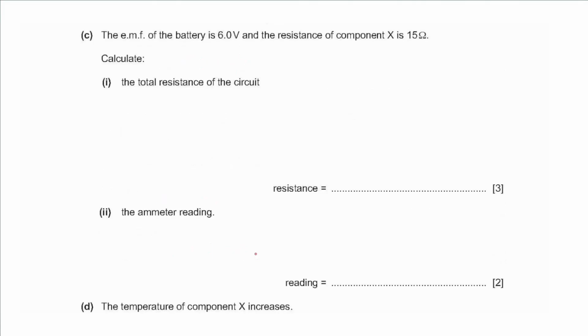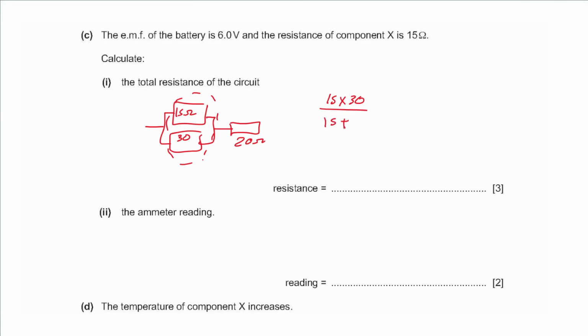Part C says the EMF of the battery is 6.0 volts and the resistance of component X is 15 ohms. Calculate first the total resistance of the circuit. We had 15 ohms in parallel with 30 ohms, and these two were connected in series with a 20 ohm resistor. So this is the total connection. First, we calculate the parallel part as 15 times 30 divided by 15 plus 30. Then we add that to the 20 ohm resistor to get the total resistance of the circuit in series. This gives a total of 30 ohms for the whole circuit.